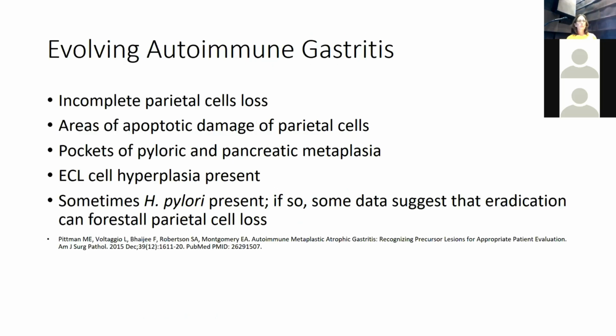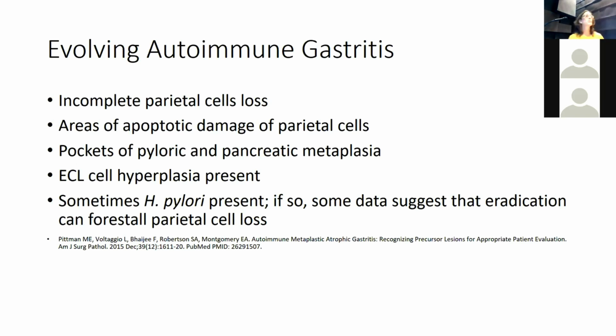Okay, so what separates the men from the boys and the women from the girls is picking out the evolving autoimmune gastritis. And I enjoy picking those out. In these patients, they haven't quite lost all their parietal cells. They just have apoptotic patchy damage to their parietal cells. And they'll have little pockets of pyloric and pancreatic metaplasia. You can usually detect a little bit of enterochromaffin cell hyperplasia.